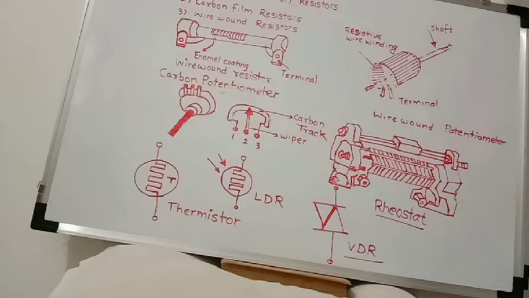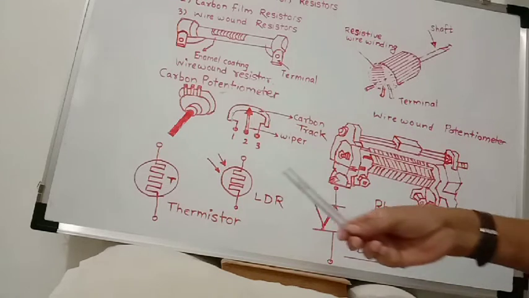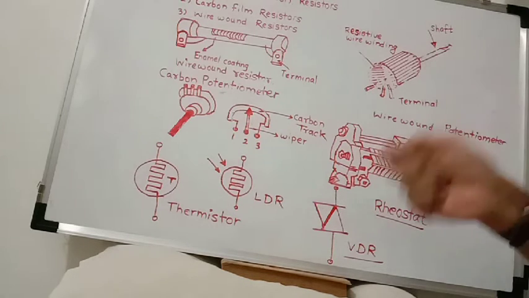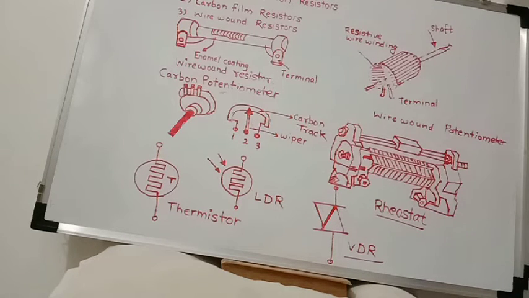In NTC type thermistor, its resistance decreases with increase in temperature. When temperature increases, its resistance decreases. And in PTC type, the resistance increases with increase in temperature. So this is called PTC type thermistor.